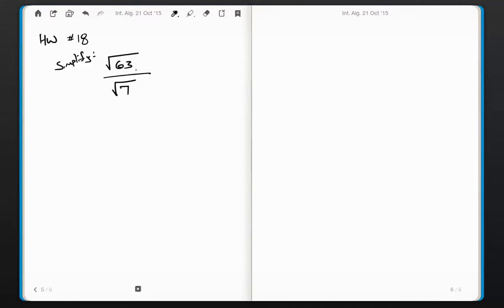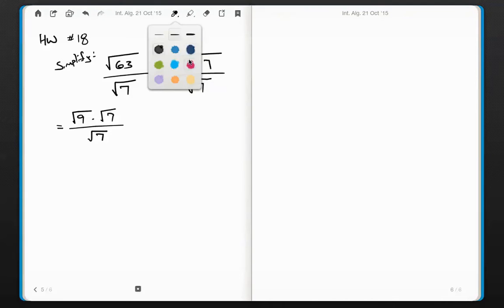Well, again, this is a square root. It's the 1/2 power. So we're trying to think, are there any nice, clean, perfect squares that go into 63? Sure there are. I can write this as the square root of 9 times 7 over the square root of 7. Now maybe already you can see how this works out. It's going to be the square root of 9 times the square root of 7 over the square root of 7.